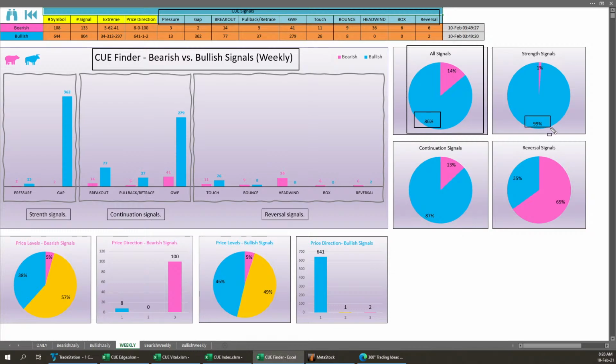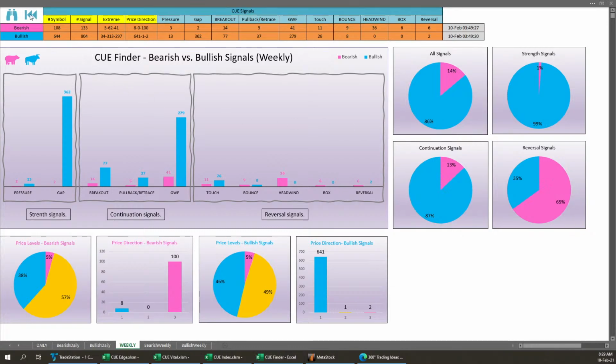Strength signals, extremely bullish, 99%. Trend continuation also extremely bullish, 87%. Only reversal signals are bearish. I think that was true for the last webinar also, and I mentioned that if the market rolls over, these stocks may give shorting opportunities. That has not happened yet, but I see the weekly reversal signals are continuing to be bearish. Of course, overall it is very bullish in the weekly period. Weekly here means up to Tuesday's market close.